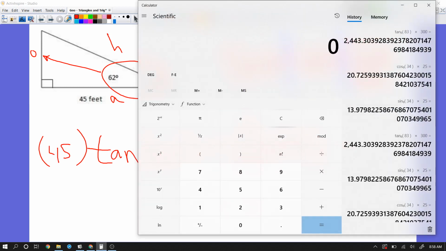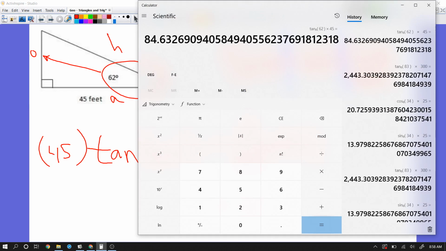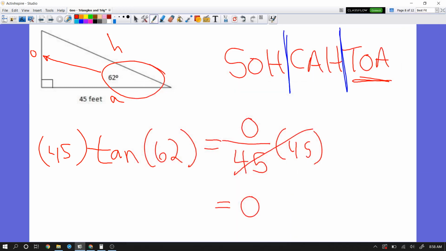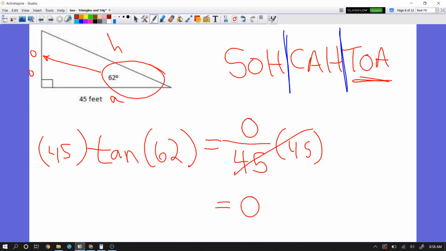Okay, so 62 degrees tangent times 45. About 84.6. What does that say? 83.6? 84.6. Okay. 84.6 feet. So that is how you'd set this up. Let's start there and see how far we can go. All right, so repeat this process over and over and over.